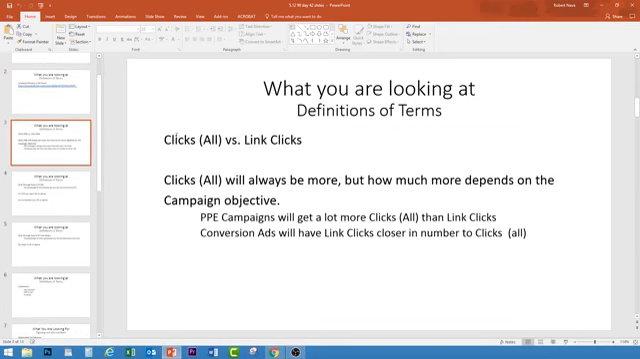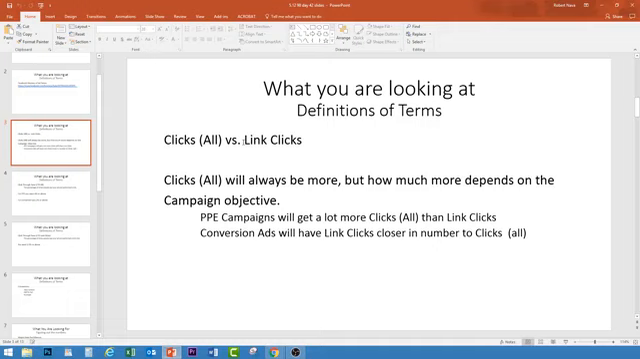So, next slide. These are the definitions, or the first definition that I want to talk about today: definitions and terms, the difference between link clicks and clicks. There's clicks all and link clicks. We want you to know the difference between these two, because when you're looking at your reporting, somebody might say, what's your click-through rate for your link clicks?